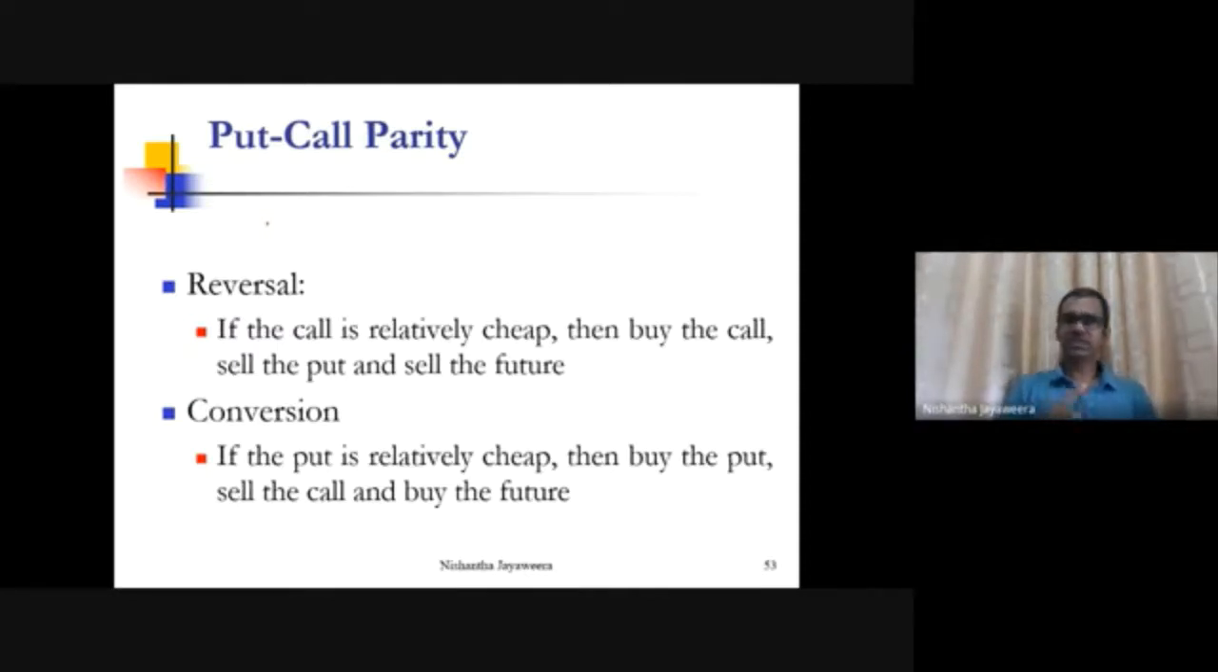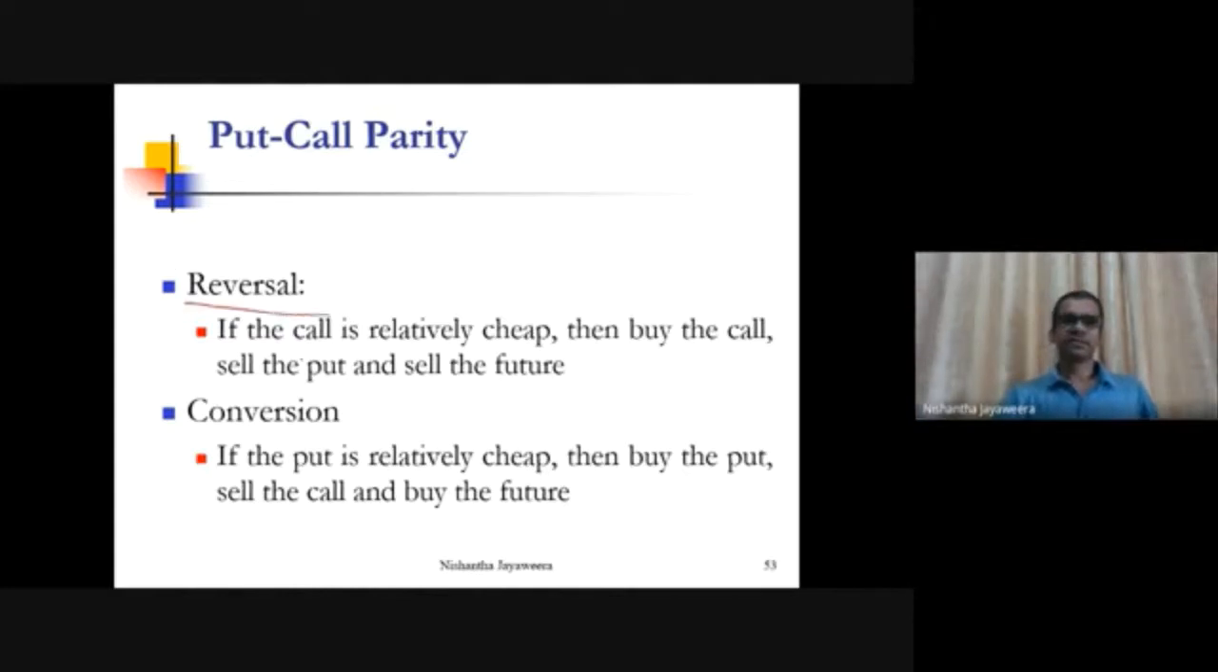When the futures price is overpriced relative to the model, then you sell the future, you buy the underlying asset, and to buy the underlying asset, you borrow funds, buy the asset and hold it until maturity. So on the maturity date, you deliver your underlying asset to the futures, you get the futures proceeds, settle the borrowing, and there will be a difference. That is cash and carry. So likewise, in put call parity, reversal and conversion are the two ways of exploiting the arbitrage opportunity.